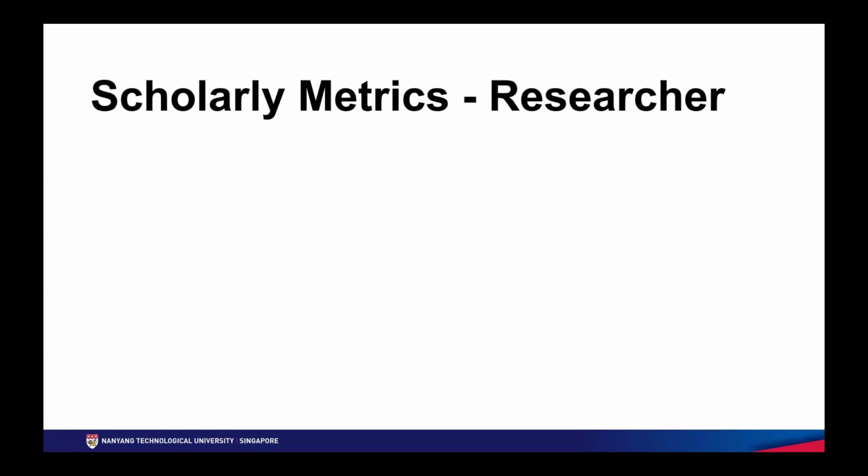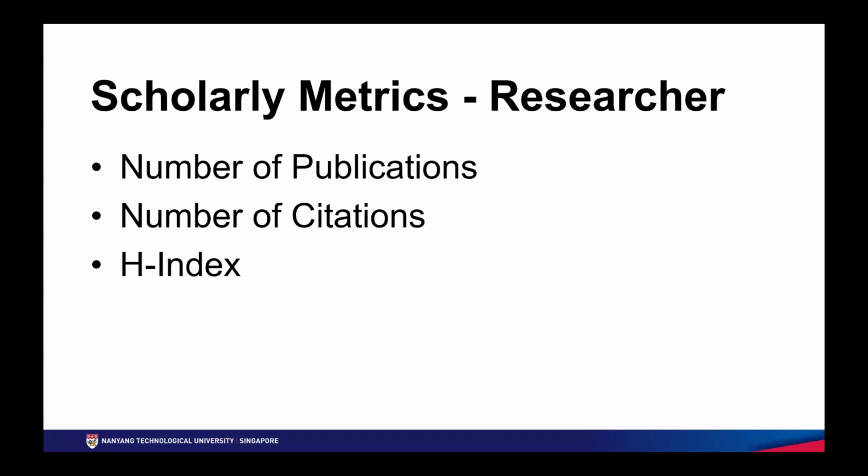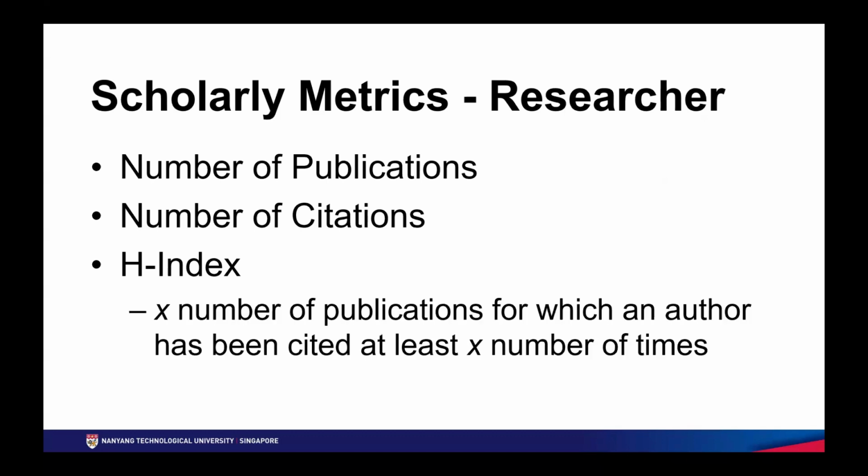Now, to measure the impact of a researcher, we could potentially look at the number of publications to see how productive a researcher is. The number of citations that their work has received would give us an indication of how impactful their work is. Either of these numbers on their own do not give us a complete picture of the scholarly impact of a researcher. Hence, the most commonly used metric to measure the impact of a researcher is the H-index. Now, in a H-index, the number X indicates the number of publications for which an author has been cited at least that number of times.